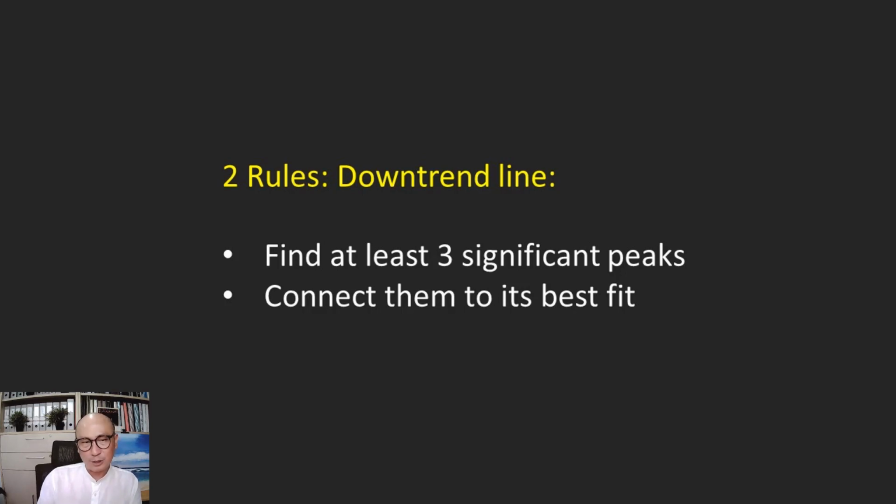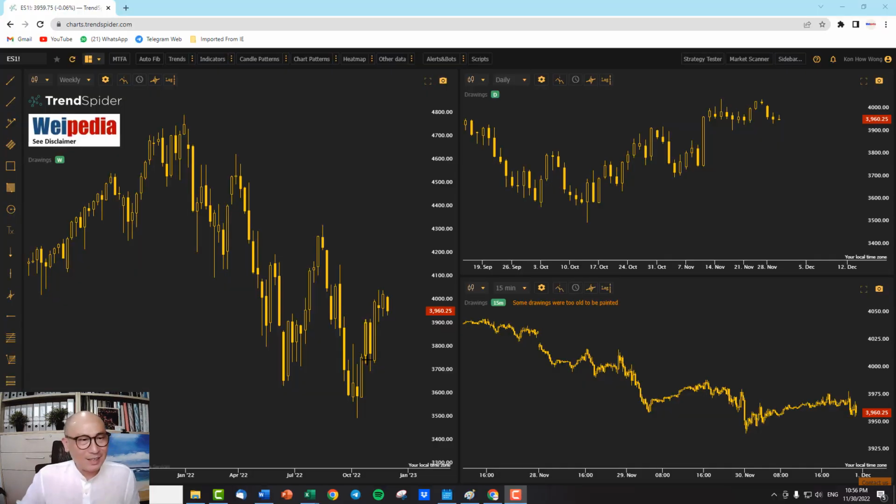There are two rules to chart a downtrend. The first rule is that we have to find at least three significant peaks. Rule number two is that we try to connect all these significant peaks and find the best fit. I say at least three; if you can find four or five, that's even better. Let's get started. First we find the most significant peaks, starting from somewhere, and we try to connect them together. Rule number two, we try to find the best fit.